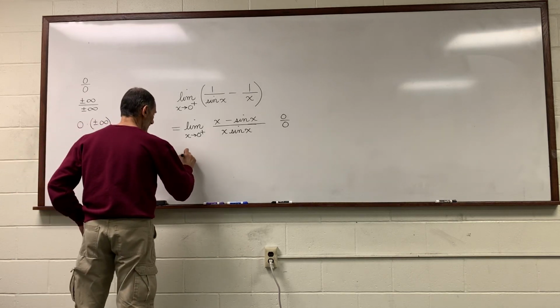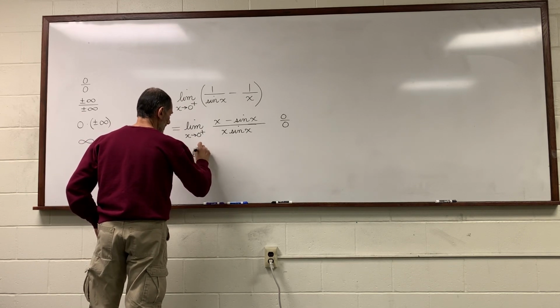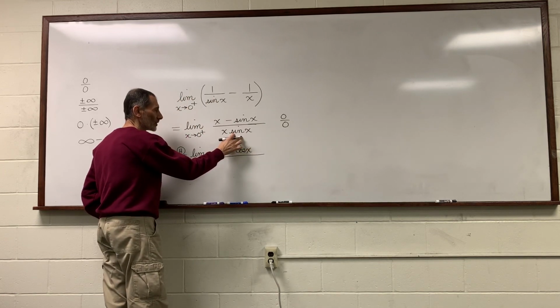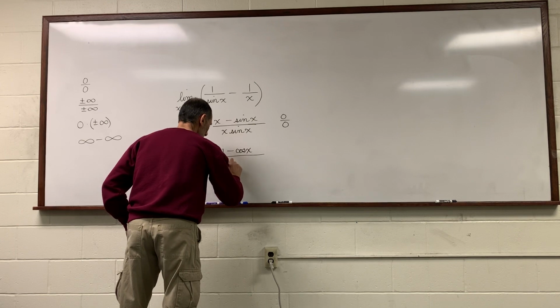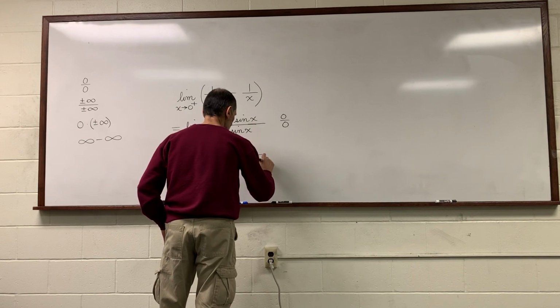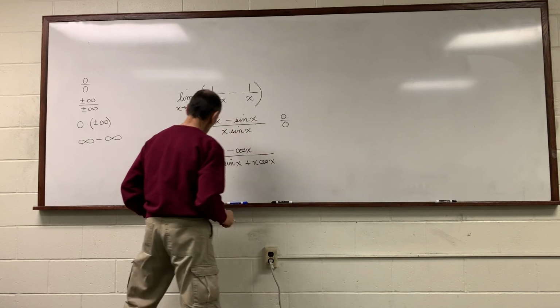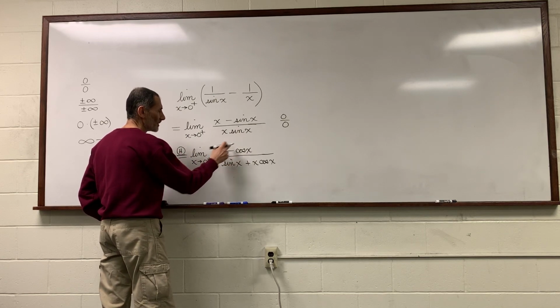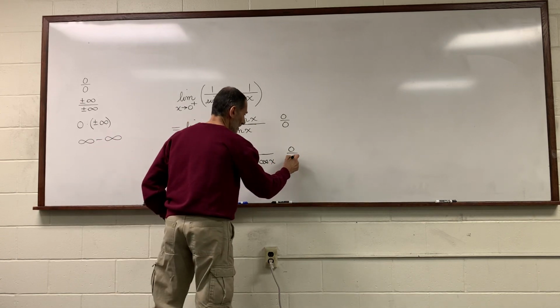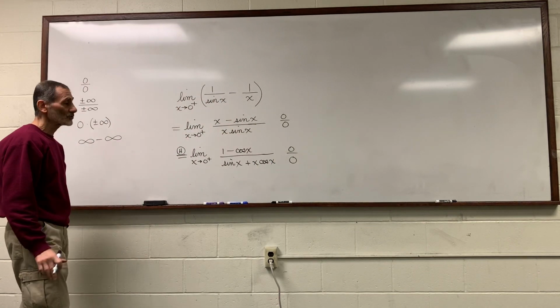So, by L'Hopital's rule, we have the limit as x approaches 0 from the right of 1 minus the cosine of x, divided by, and we have to use a product rule here, 1 times the sine of x plus x cosine x. The cosine of 0 is 1. 1 minus 1 is 0, over 0 plus 0. We have an indeterminate form again.